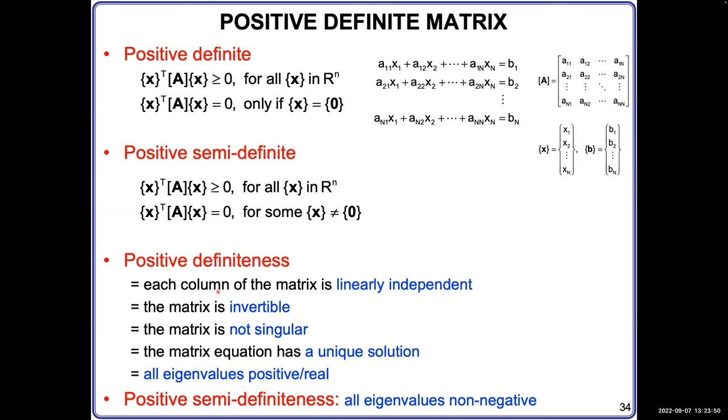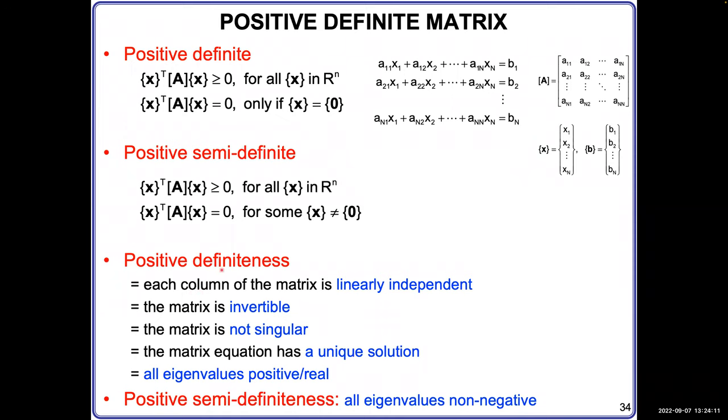Here it is the same thing. Each column of the matrix is linearly independent. It also means those columns cannot cancel each other by multiplying with a constant and then subtracting from each other. So those columns are independent.